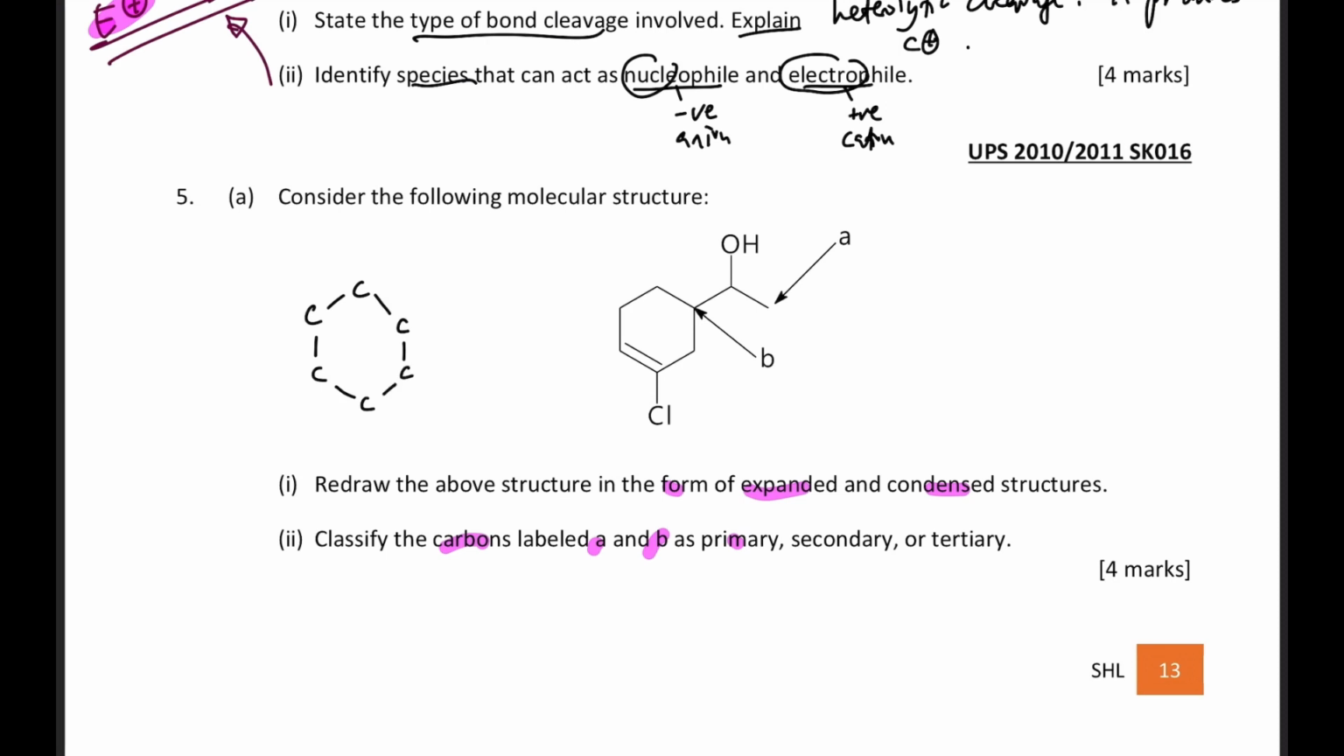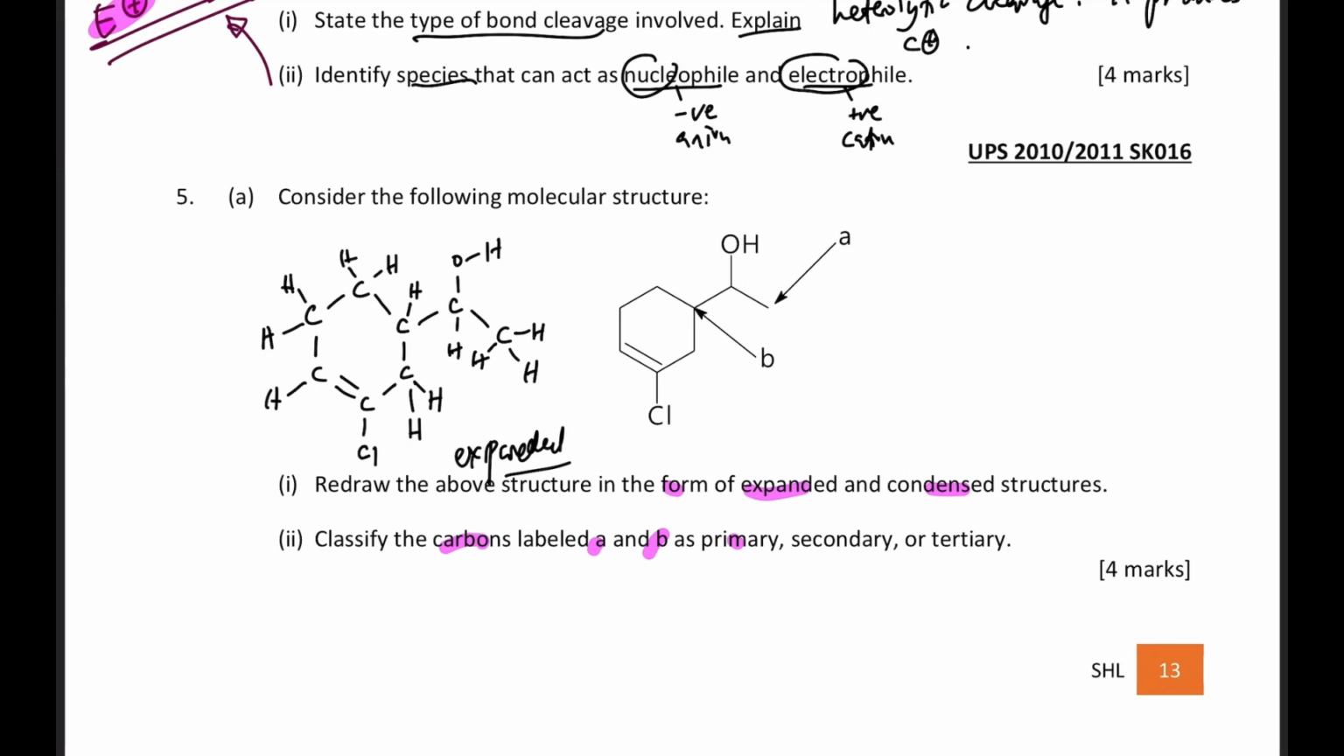1, 2, 3, 4, 5, 6. Okay, dan ada Cl, ada double bond, sambung di sini. Ada C, ada OH, dan sambung C. Okay, lepas itu kita pun lengkapkan dengan hidrogen. Okay, mana yang kurang tu kita tambah hidrogen. Okay, that's it for expanded.